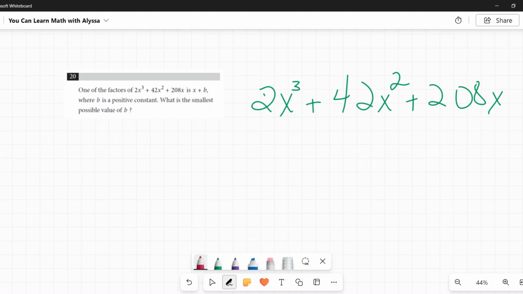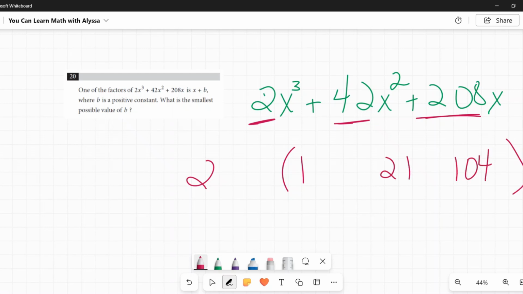I'm going to do the numbers first. For 2, 42, and 208, 2 goes into all of those. So I can bring a 2 out. And that will leave on the inside a 1, or an invisible 1. 42 divided by 2 is 21. 208 divided by 2 is 104. Then x cubed, x squared, and x.